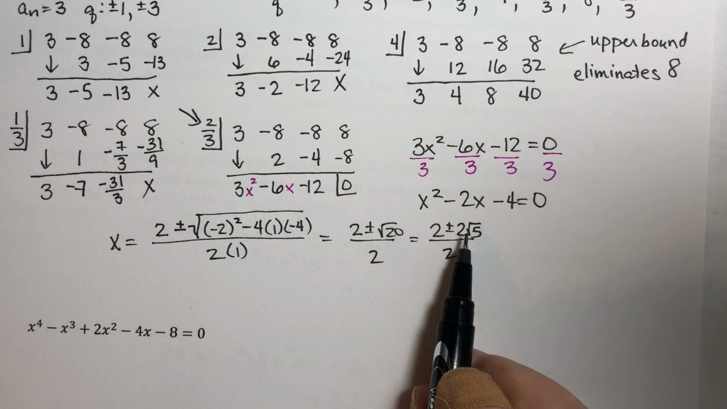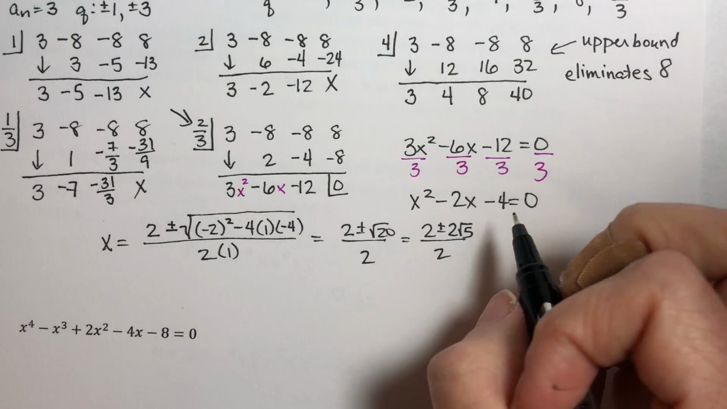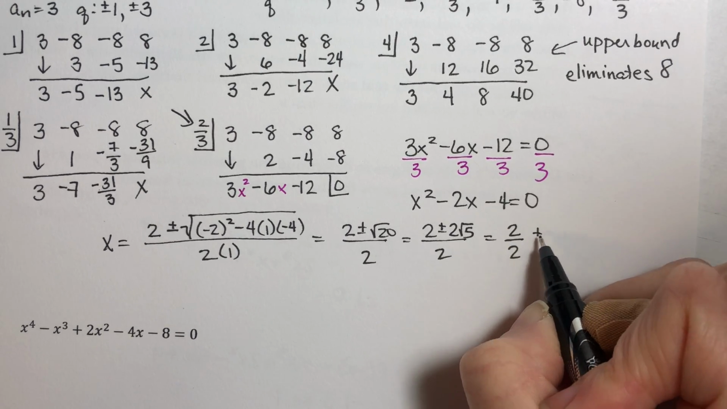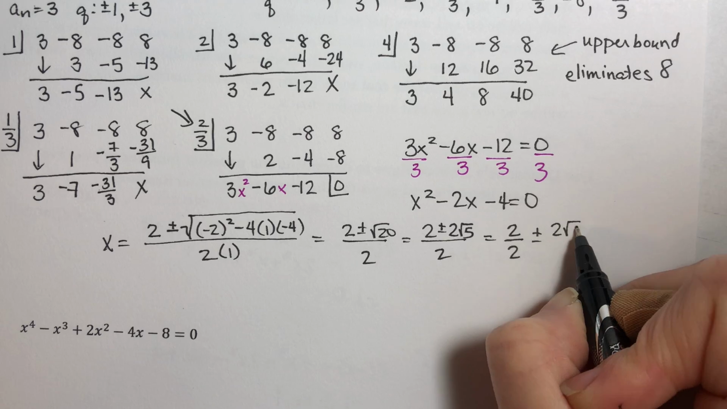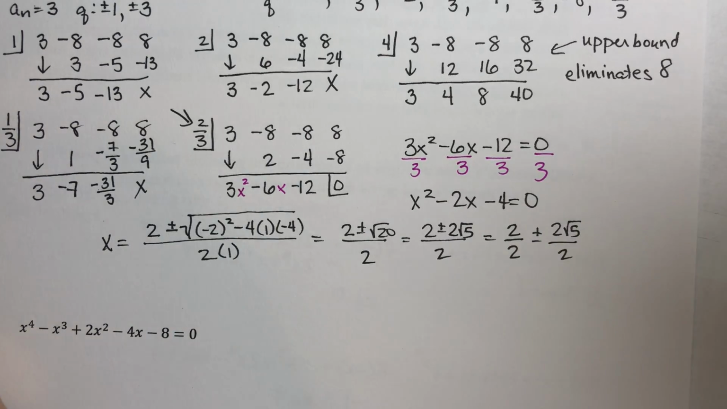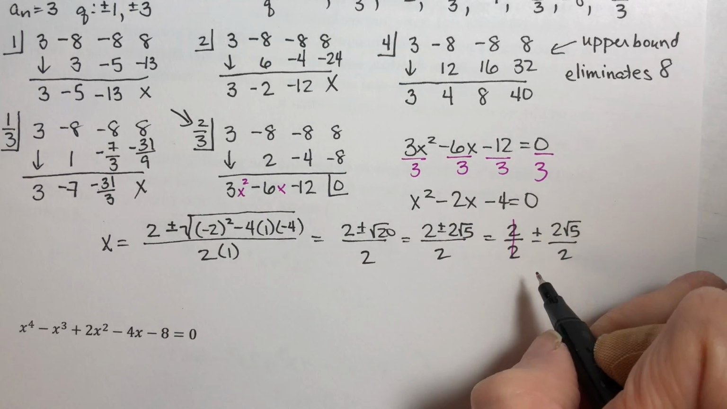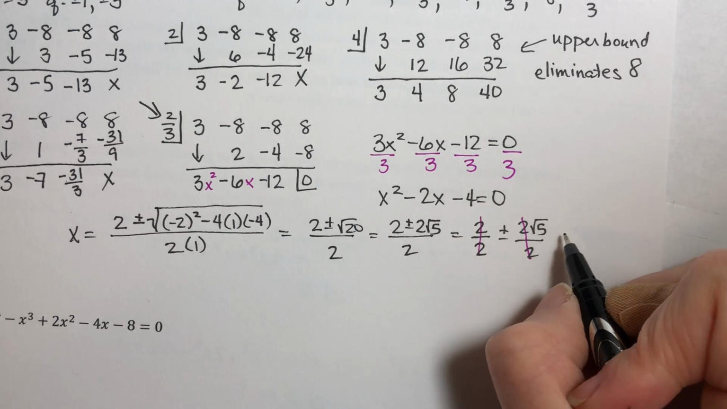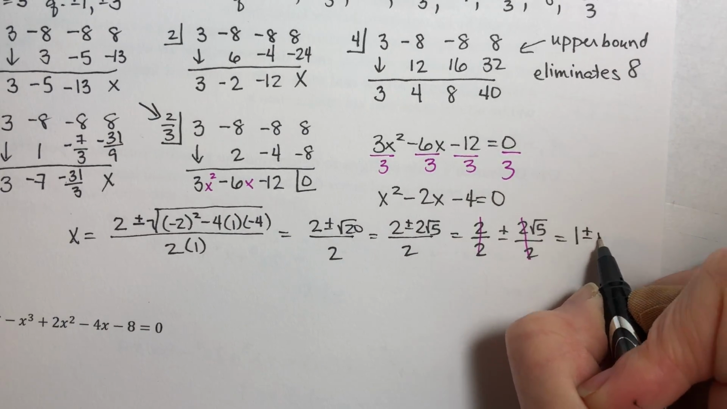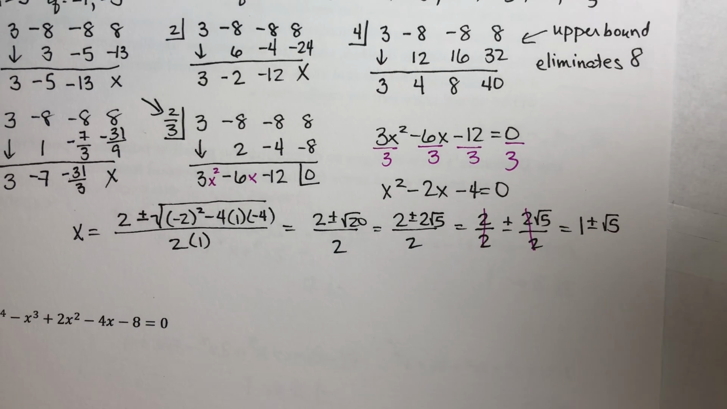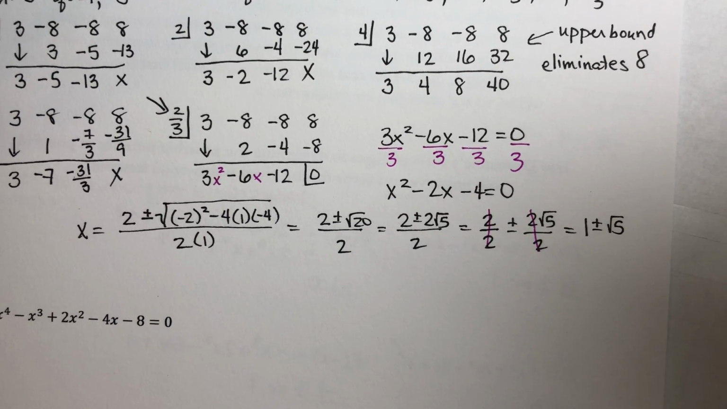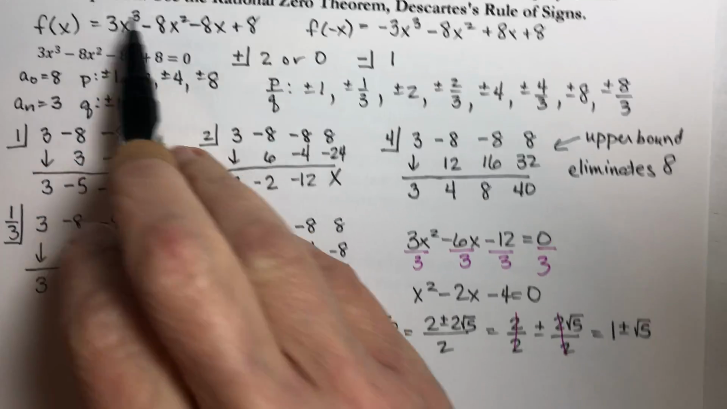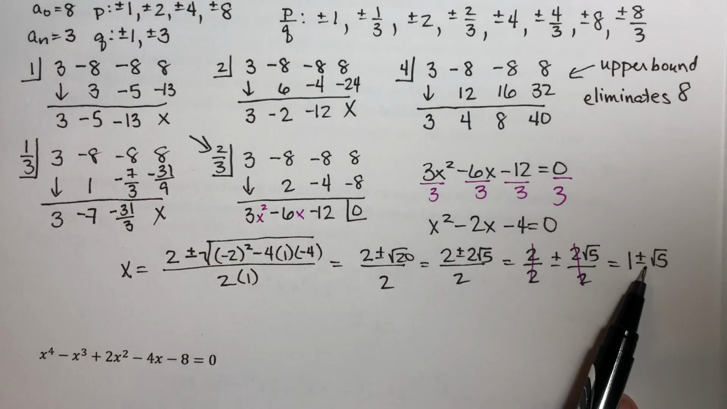And you can think of this as either factoring out the 2 and then reducing it, or you can think of it as splitting it up as 2 over 2 plus or minus 2 times the square root of 5 over 2. That reduces to a 1, and the 2's reduce here. So you get 1 plus or minus the square root of 5. Okay? Now, so I have all 3 of my answers. I expect 3 answers because that was my degree.